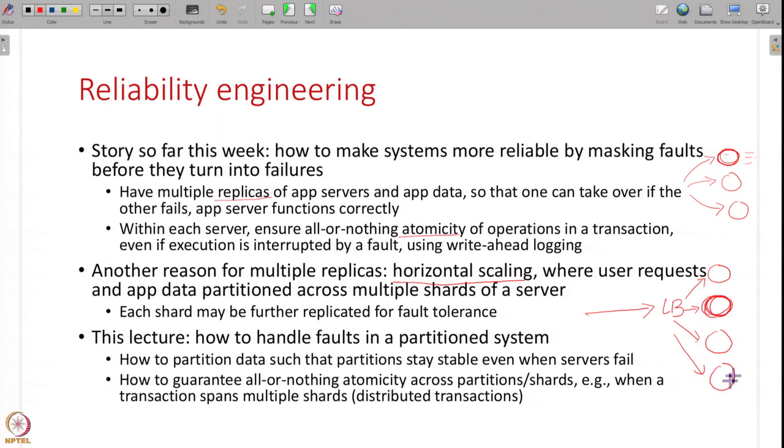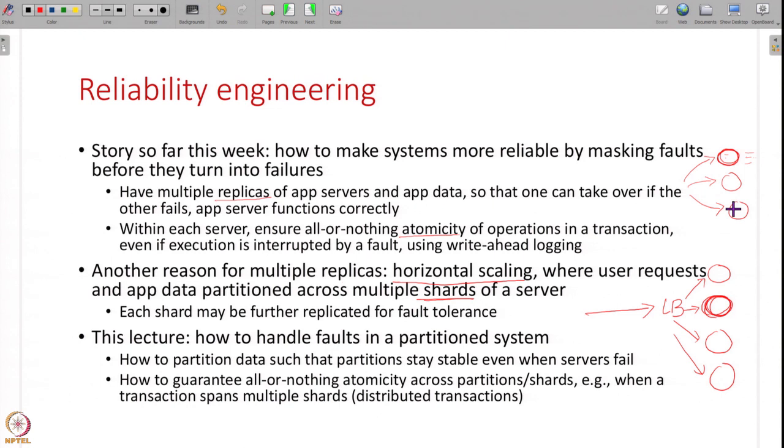This is also another reason why you have replicas, and these are also called partitions or shards of a system. You partition the application data, requests, everything, to these different replicas. Note that when we use the term replica here versus when we use the term replica for fault tolerance, there is a difference. Here each of these replicas is different, which is why let us call them shards or partitions. Each of these is a slice of the server handling a part of the traffic, whereas for fault tolerance, all of these replicas are doing the same work repeatedly for redundancy. These are two different concepts.